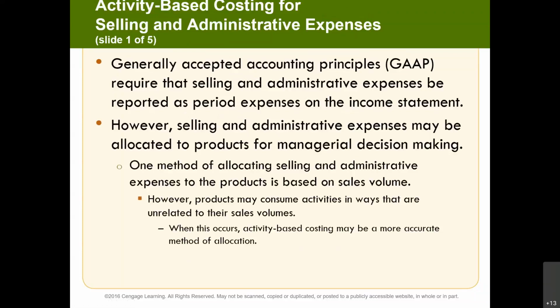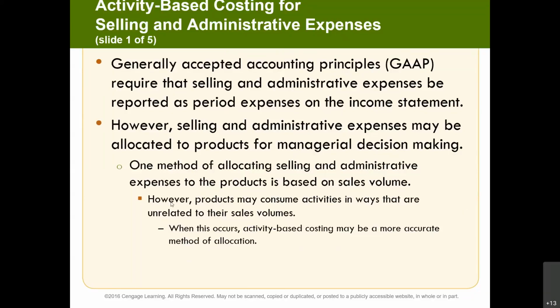So with respect to selling administrative expenses, and that's something that we really didn't touch on yet, according to GAAP, generally accepted accounting principles, we're required to report selling administrative expenses as periodic expenses on our income statements. However, selling administrative expenses may also be allocated to products for managerial decision making. We talked about this in earlier chapters, remember? This is where we talked about absorption costing versus periodic costing. I'm sure you guys remember that. I think it was like chapter 21, something like that.